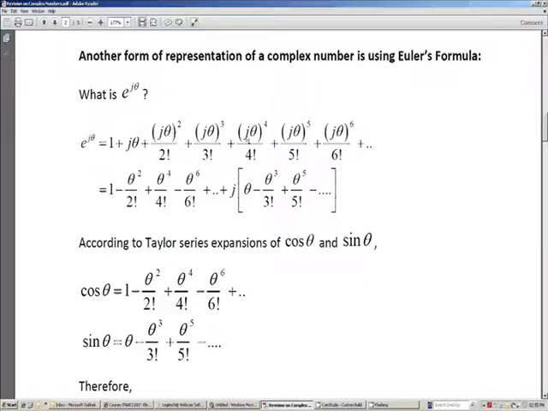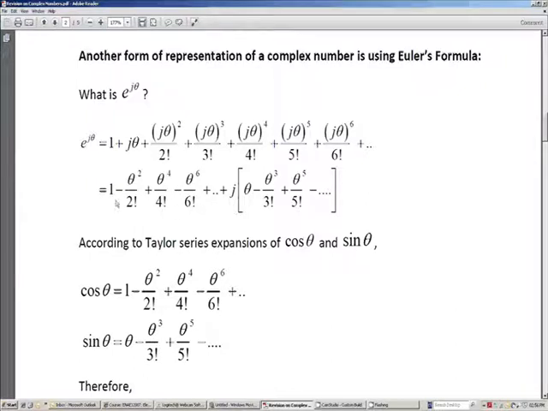If we simplify all these powers, any even power will eliminate j, because j squared is minus 1. Because of that, j theta squared will result in minus theta squared divided by factorial 2, and j theta to the power 4 will give us plus theta to the power 4 divided by factorial 4, and so on. And remember, the next one will be minus theta to the power 6 divided by factorial 6.